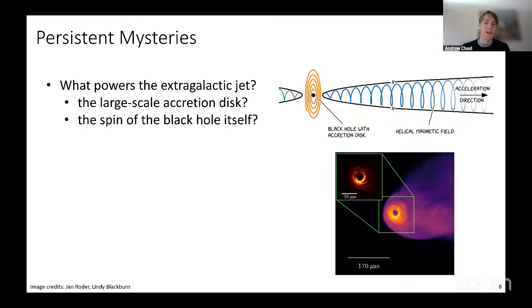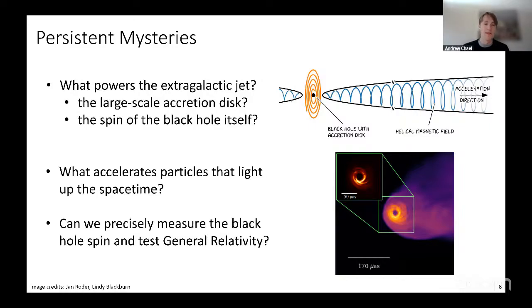But despite all this progress, there are still a lot of mysteries, and those power what I work on. In particular, trying to understand what powers the extragalactic jet in M87. We don't actually know precisely how this spectacular structure is energized. It could be powered from the spin of the accretion disk, so the rotation of the large-scale accretion disk, or potentially, and most interestingly for me at least, it could actually be tapping the spin of the black hole itself to power these magnetic fields and matter acceleration out to large distances.